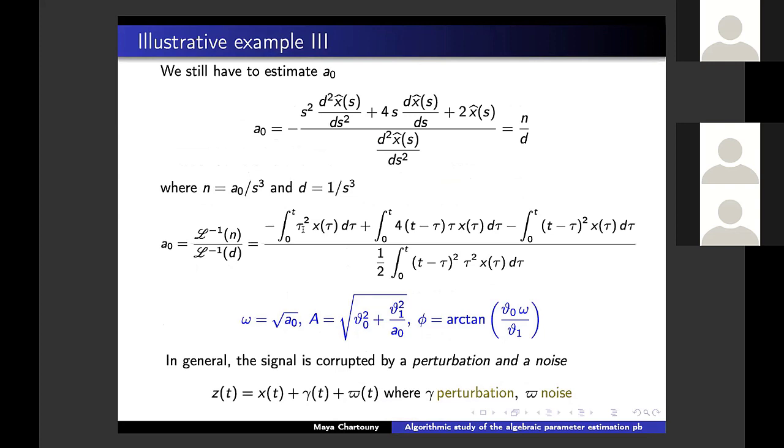If we substitute x by the signal, we can verify that we have omega square in the above expression, and for the others we can verify that we have x of 0 and x prime of 0.